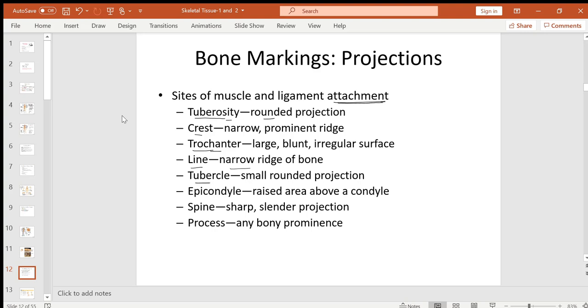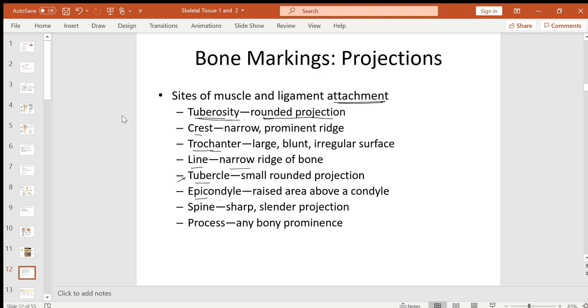Tubercle, small rounded projection. So if the rounded projection is larger or bigger, usually we say tuberosity. If it is a small, tiny, round structure, we say tubercle. In your humerus, you have greater and lesser tubercles.